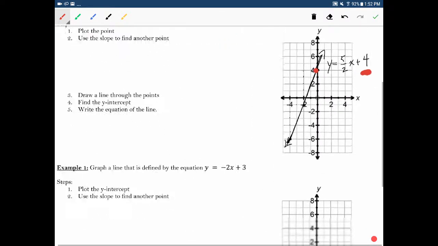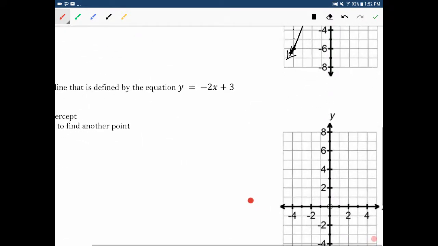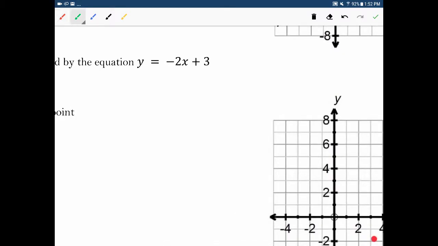So let's go quickly through one more. This time I'm just going to graph one that I've given you the actual equation. So again, I have my slope right there is -2. We'll write m.